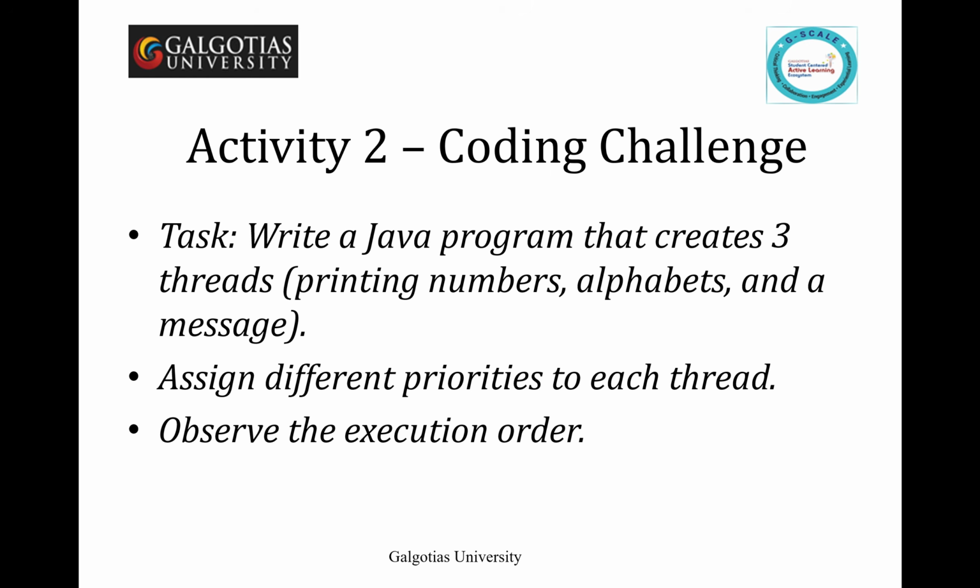Now, here is a small coding challenge. Write a Java program that creates three threads, one printing numbers, one printing alphabets, and one printing a message. Assign different priorities to each thread and observe the output. This activity will help you understand how threads actually behave during execution.